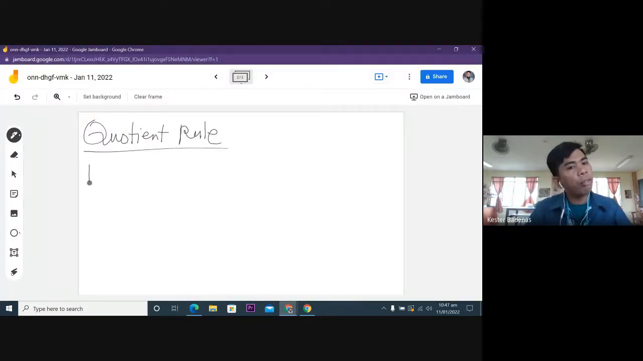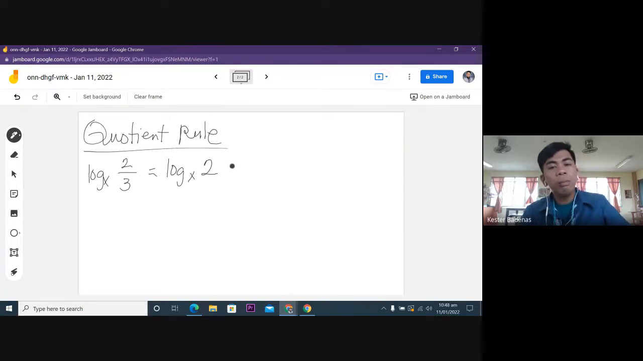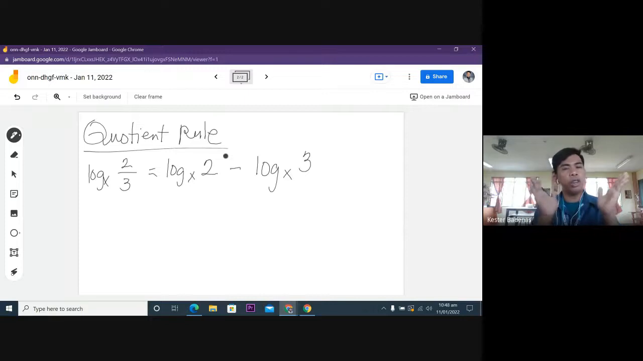Okay. So, if we have logarithm of, let's say, 2/3 with the base x, magiging ano siya? Logarithm of 2 with the base x minus logarithm of 3 with the base x. Kailangan, class, kung sino yung nauna sa taas, siya yung unang isusulat. Kung numerator, siya yung mauuna. Kung denominator, siya yung pangalawa. Okay? Yung numerator yung magiging minuend, yung denominator yung magiging subtrahend.